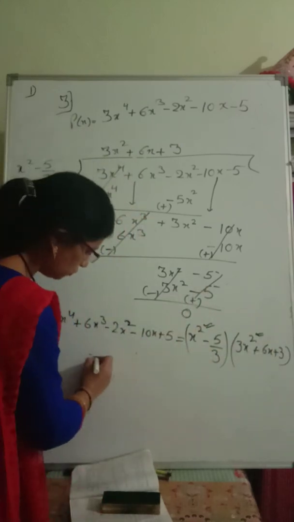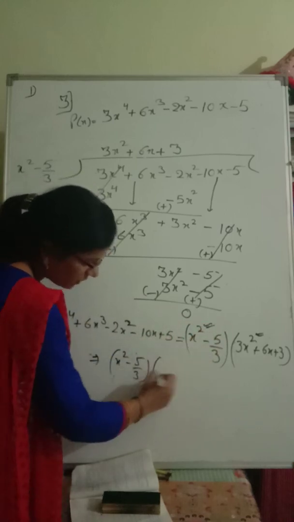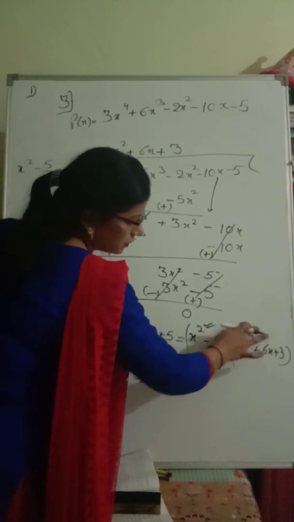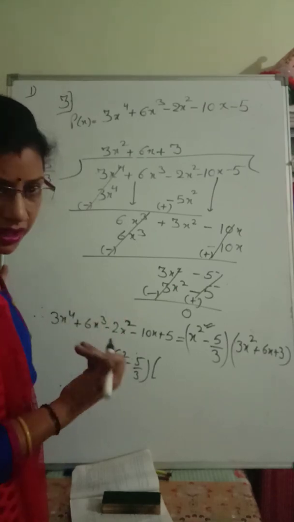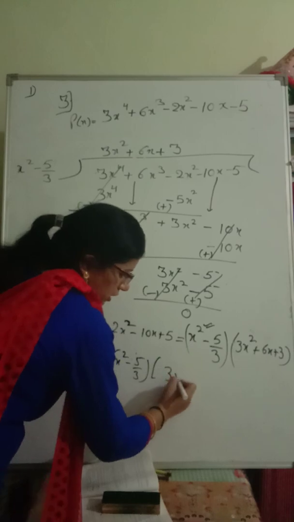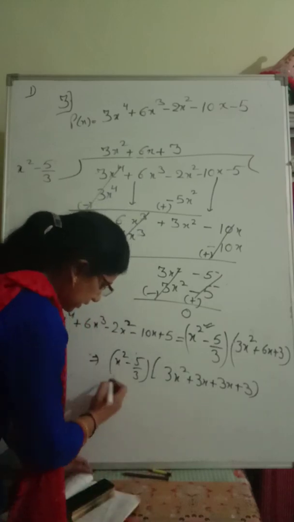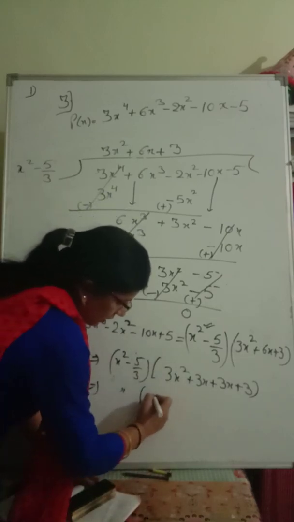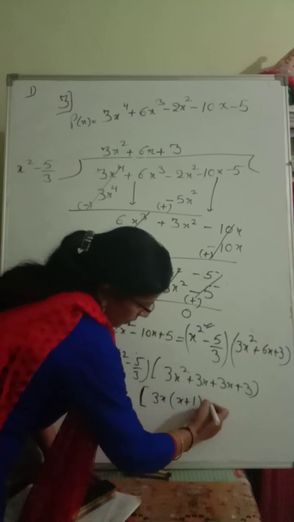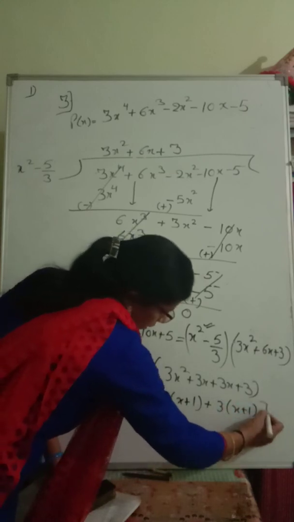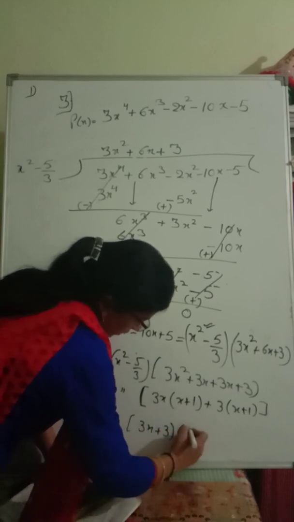Okay. So this I am taking as it is, x square minus 5 upon 3, because this we know. Now do the splitting method in this. 3 threes are 9. So 9 we have to split such that 6 will come. 3 threes are 9, 3 plus 3 is 6. So I am writing 3x square plus 3x plus 3x plus 3. So this will be as it is, and in these two 3x is common. So what will be left? x plus 1. Plus in this 3 will come, x plus 1. This will come as it is. So 3x plus 3 and x plus 1.